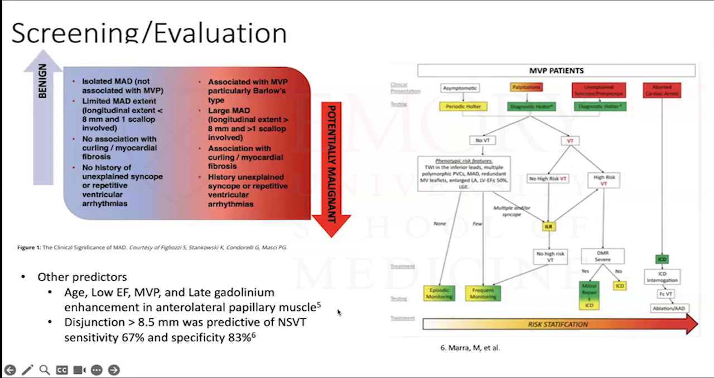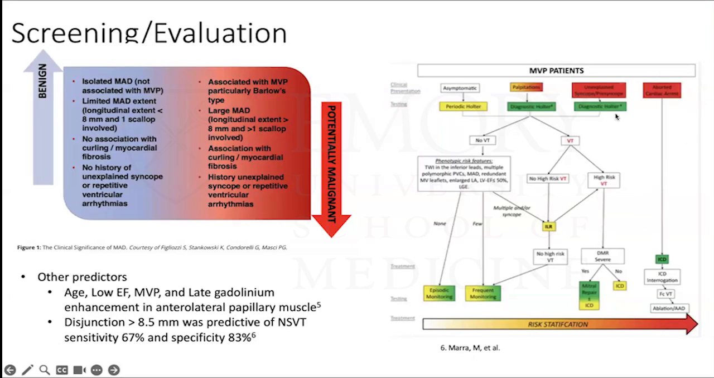So all of these make sense, right? We already talked about the mitral valve prolapse, but if you're older, you have a low EF, and you have LGE and a PAP muscle, all of those would independently raise your risk of ventricular arrhythmias. So it makes sense that they do in the setting of MAD as well. And then last, what we talked about up here in this box, any large-scale disjunction was also predictive of NSVT. We didn't have enough people in that specific study to say that it was associated with VT. The event rates were too low, but at least it showed that it was very predictive of NSVT with a specificity of 83%.